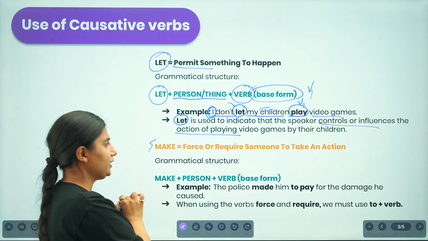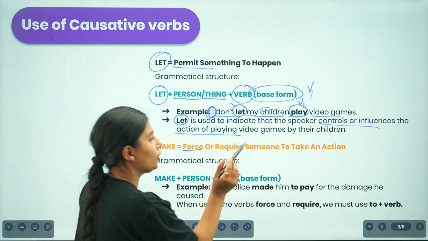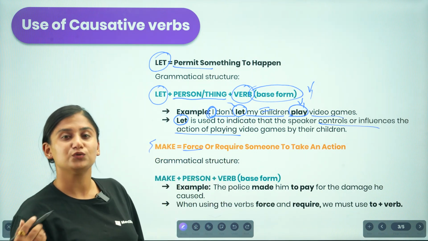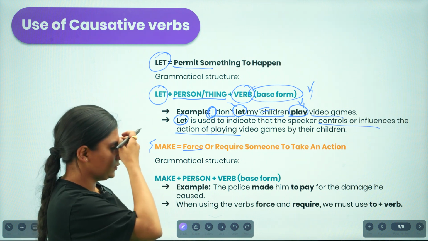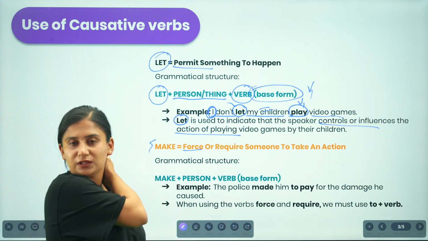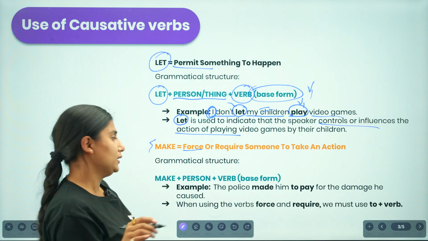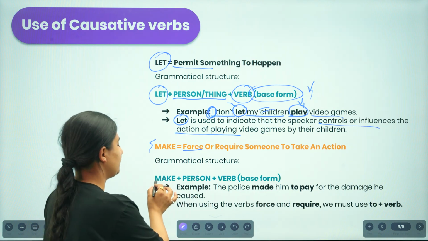We use make when we talk about the imposition of force, or when we want someone to do a particular action, or when we impose that something has to happen even though the person is not interested in doing so. The grammatical structure: we use make.